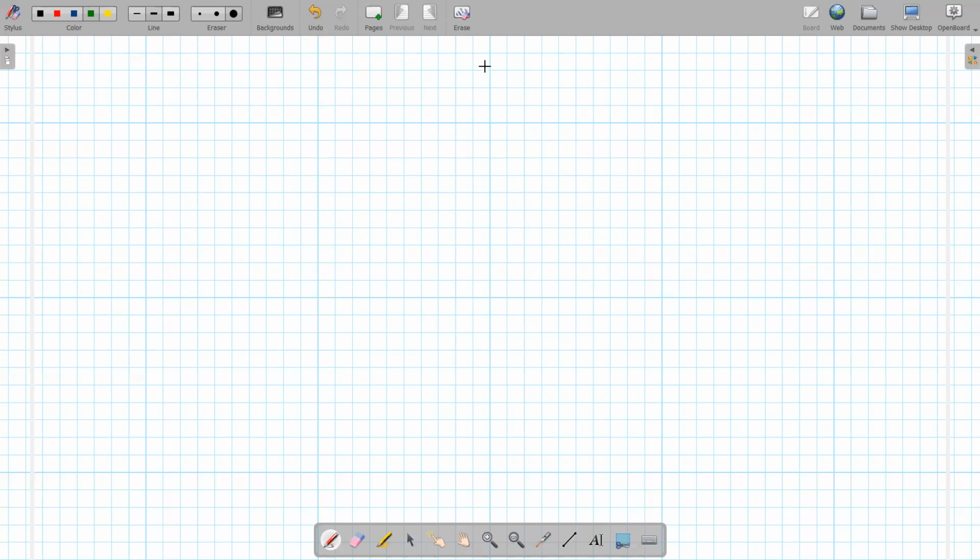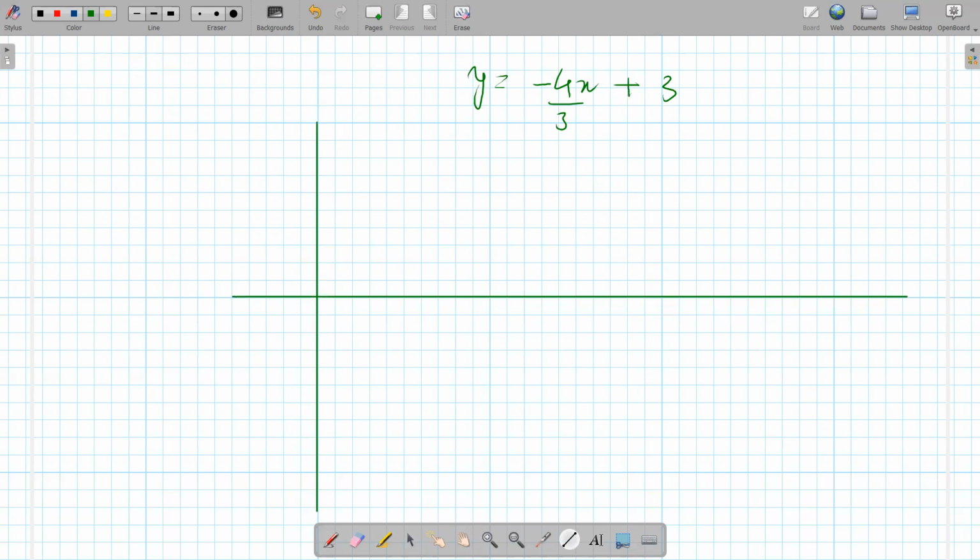Okay. What if the slope were to be negative? Now what do we do? Actually, let's make this like that. Now notice the slope is negative, so instead of our graph going up, it's gonna go down this way. How do we go about sketching this?